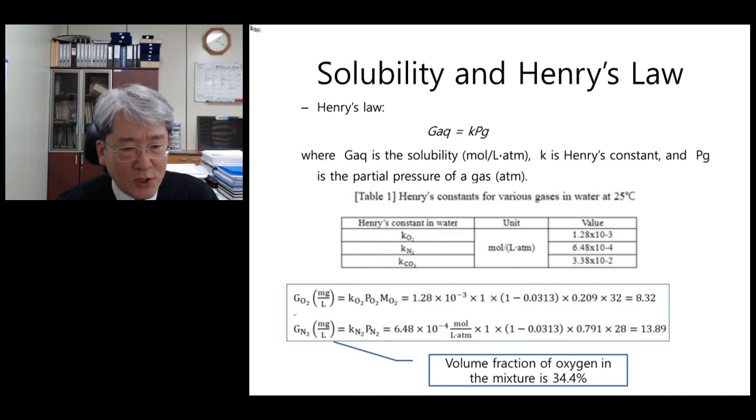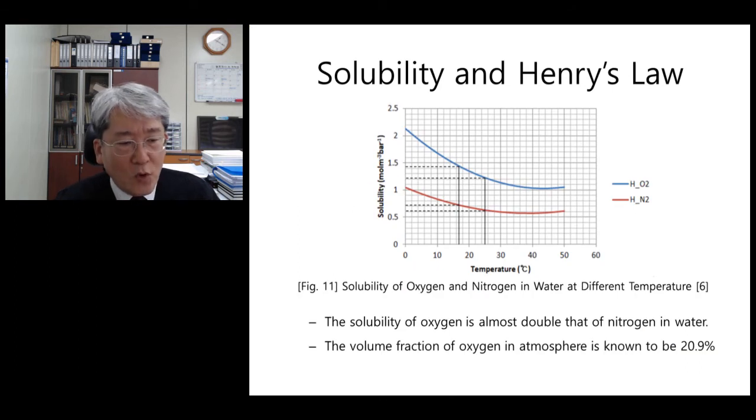Under an equilibrium condition with a standard air composition, 8.32 mg per liter for oxygen and 13.89 mg per liter for nitrogen are expected to exist in water in dissolved form. The volume fraction of oxygen then would be 34.4%. As the solubility is a function of temperature, we may need to consider the effect of temperature as shown in the figure.